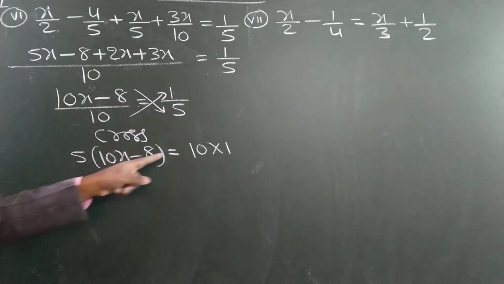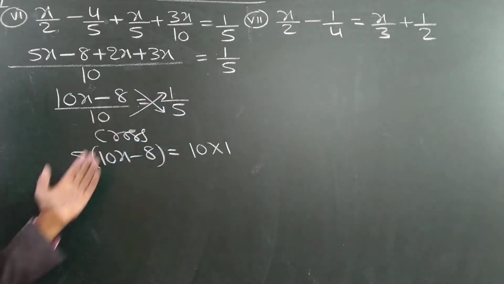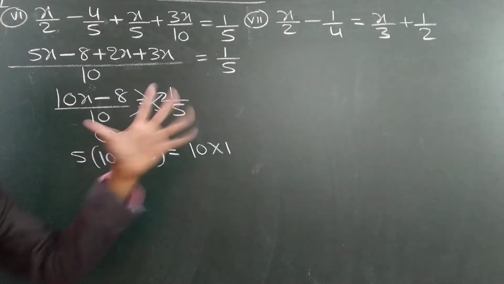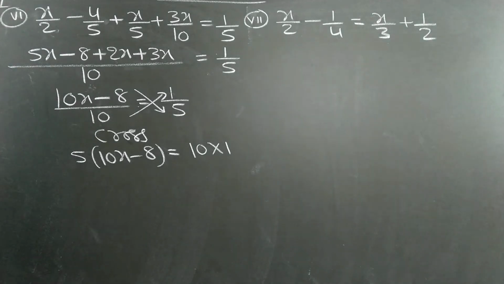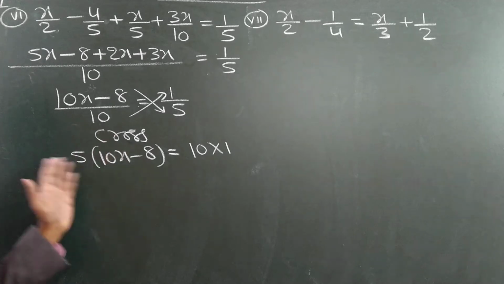Denominator into numerator is equal to denominator into numerator, any order you can write. You can write 10 into 1 this side, this and that side. Any order you can write. Same answer you will get. Generally we write the x term, we do operations such that x terms are on the left side.